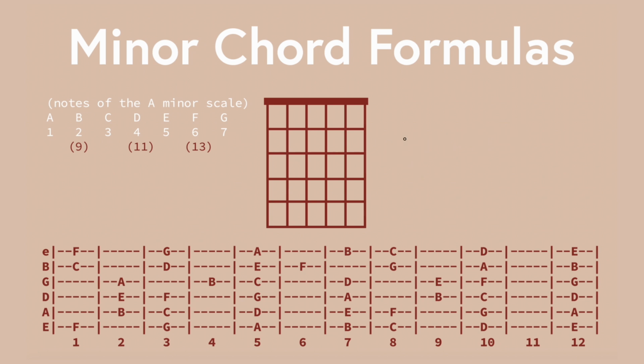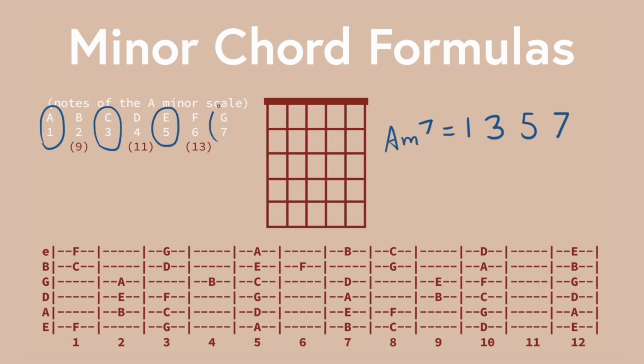So let's do A minor 7 next. Okay, so what is A minor 7? A minor 7 is the first, the third, the fifth, and the seventh note in the A minor scale. So the first is A, third is C, fifth is E, and then the seventh is G. So it's basically A minor with an added minor 7.